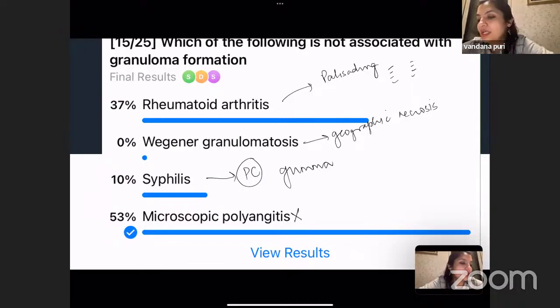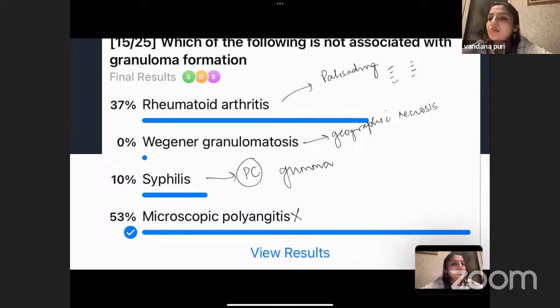So microscopic polyangiitis is one of the important vasculitis that you have to remember. It's a small vessel vasculitis, also called hypersensitivity vasculitis. Usually IgA is not positive in it. So it is not associated with granuloma. Apart from that, all the other conditions which I mentioned on the top are rare and they are associated with granulomas, and they have named granulomas. Like gumma is a granuloma of syphilis, geographical necrosis granulomas with Wegener's, palisading granulomas as with rheumatoid arthritis.